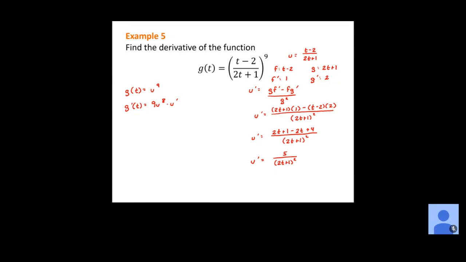Now we know u prime. Now we can substitute everything back in over here. So g prime of t is going to be 9 times t minus 2 over 2t plus 1, all to the 8th power. And then we're going to multiply that by u prime, which is 5 over 2t plus 1 squared.